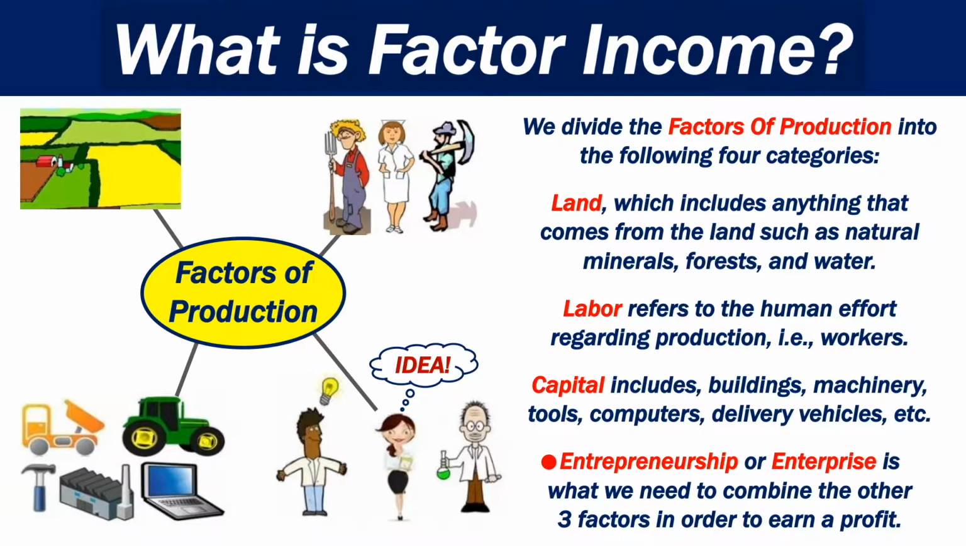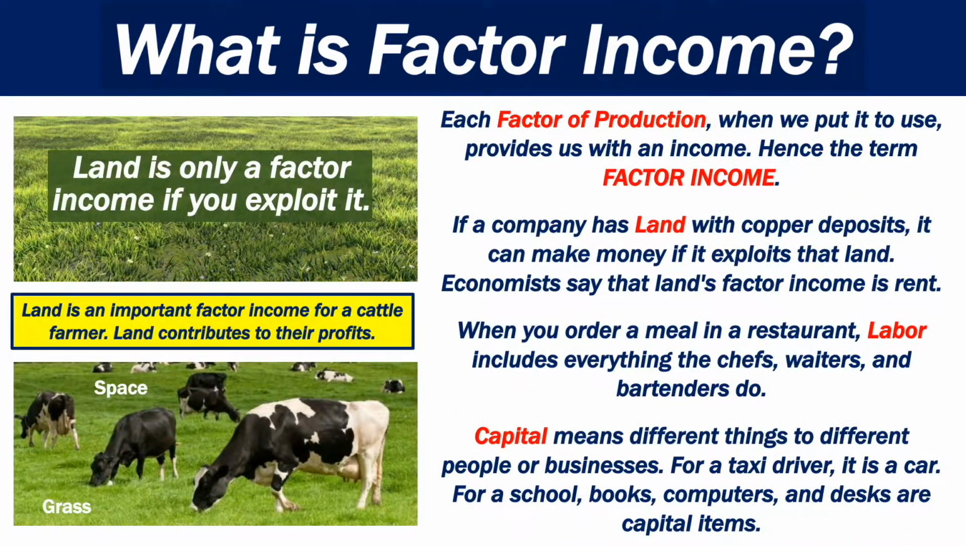a profit. Each factor of production, when we put it to use, provides us with an income, hence the term factor income. If a company has land with copper deposits, it can make money if it exploits that land. Economists say that land's factor income is rent. When you order a meal in a restaurant, labor includes everything the chefs, waiters, and bartenders do.